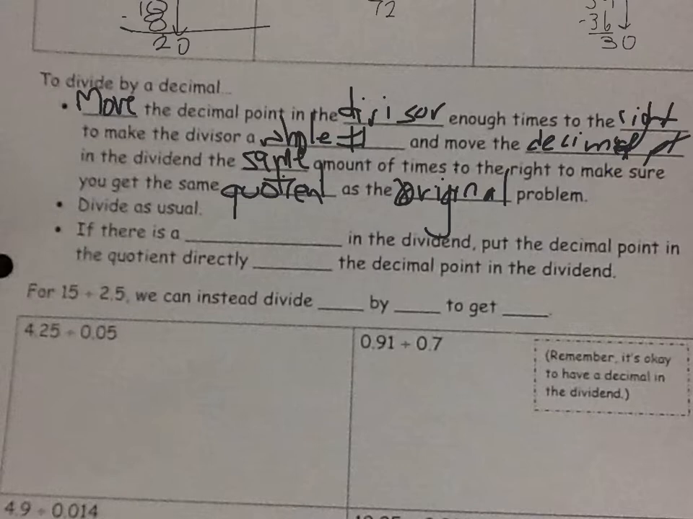Next step is divide as usual. Make sure you're carefully dividing, showing all the steps and keeping things lined up. And then also you make sure that if there is a decimal point, point. Oh, this is bad. This is very, very bad. Can you erase it? Probably. Put the decimal point in the quotient directly above.